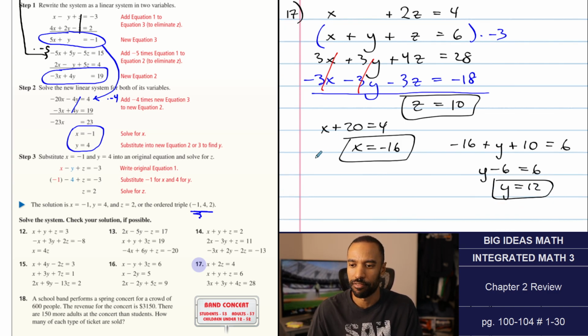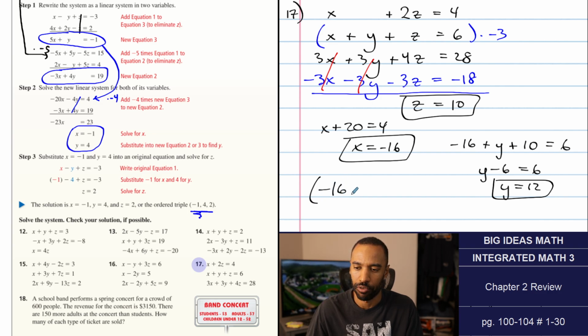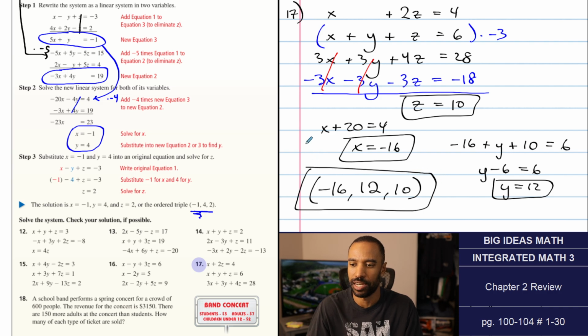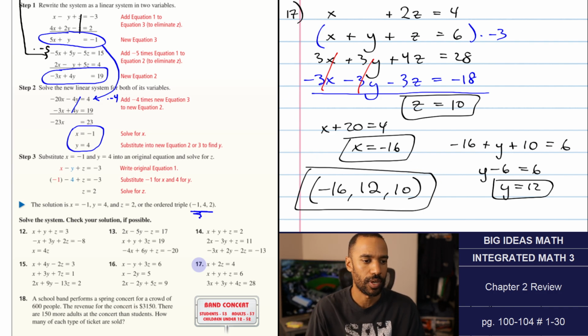All right, that was the fastest of them, just possibly by happenstance. I don't know if I just lucked out in what I did or if it would have been fast no matter what I did. But negative 16, comma 12, comma 10, we got that system of 3 correct.